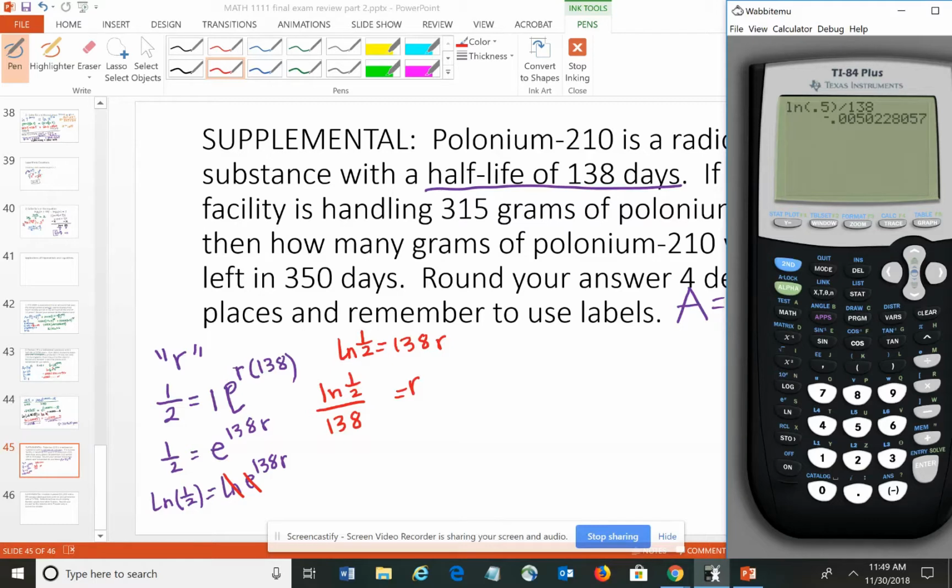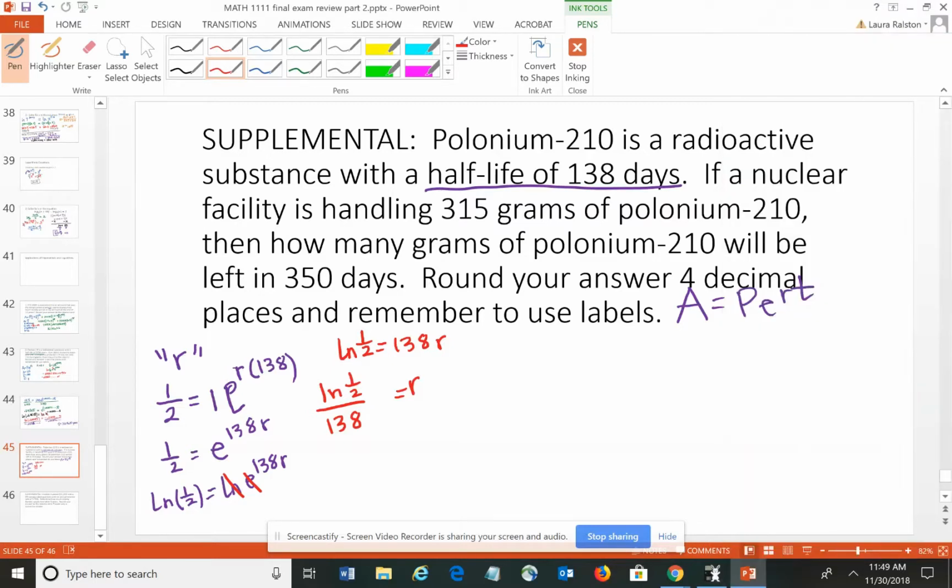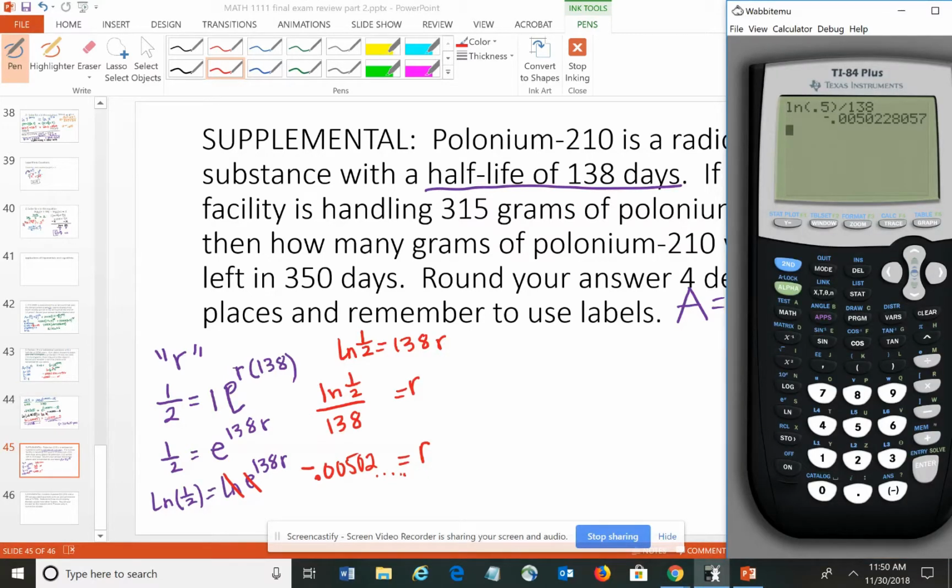0.00502. Okay, so we have that r is negative 0.00502. Okay, so I'm going to save that value in my calculator. Again, I'm going to tell it to store, which is right above the on button. And then I press the green alpha button and one of the letters. And I use A, which is the math button, directly under the green button. It just makes it easier.